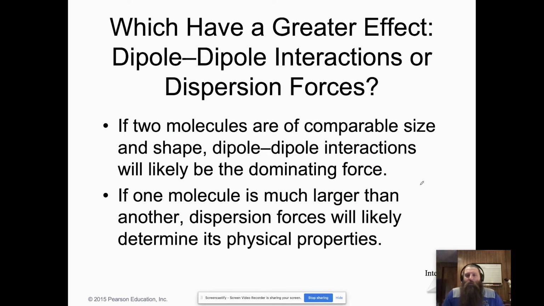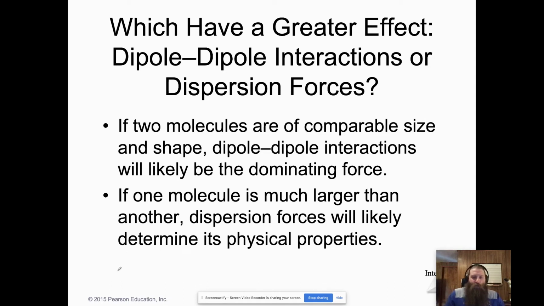Well, what if we have to compare the two? What if we're looking at van der Waals forces and we want to know which is more important? Well, if the molecules are comparable in size and shape, then dipole-dipole interactions are the thing you need to look at. If you're looking at molecules that have a great disparity in size, then you're going to look at dispersion forces. So water is actually a really tiny molecule.